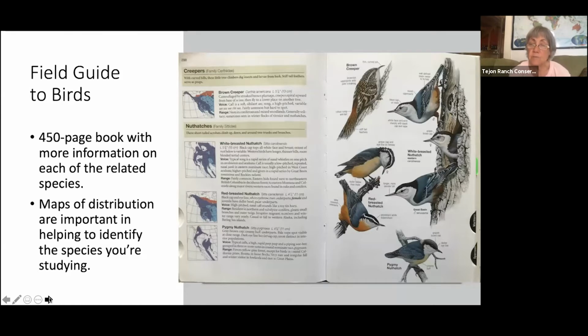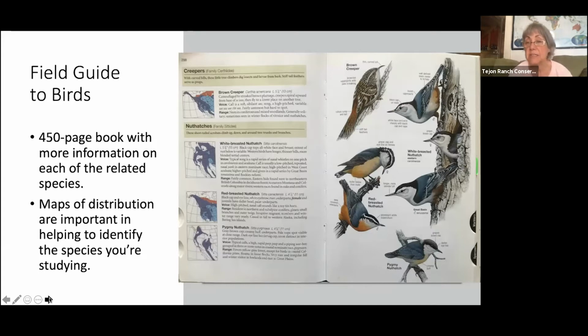It includes maps of the distribution, and in this case, because it's birds and they migrate, it shows different colors, which shows the area that it migrates to, the area it spends the summer in, the area that it breeds and nests in. So these maps are rather complex.